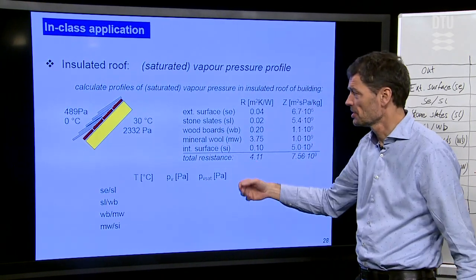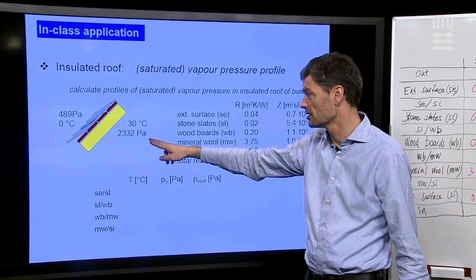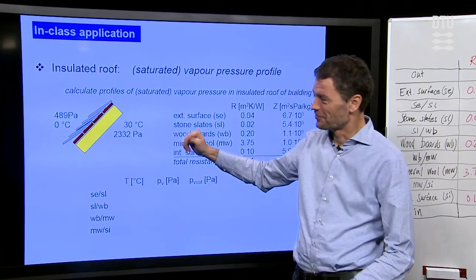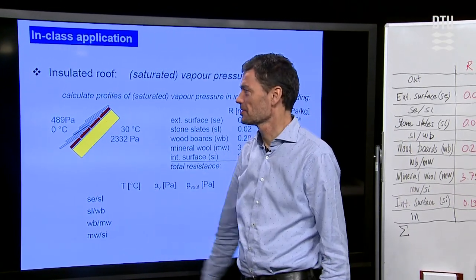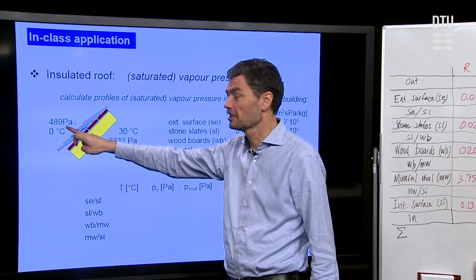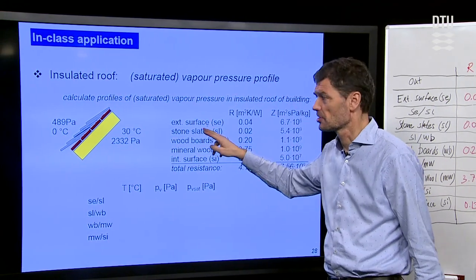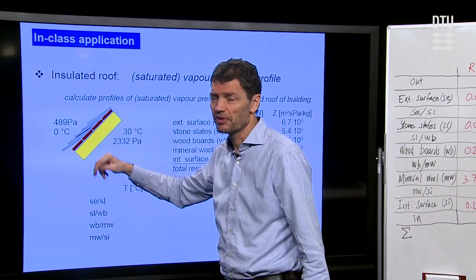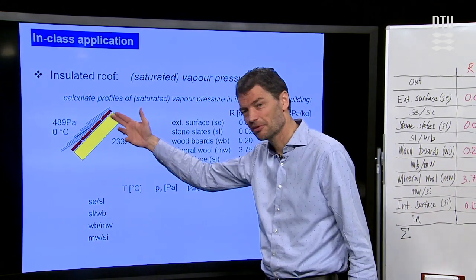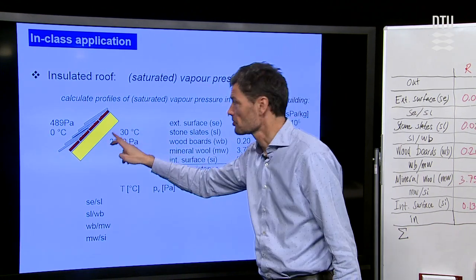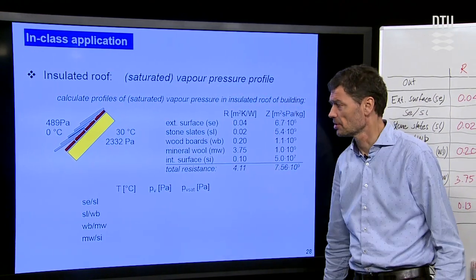And as indoor condition, we have 30 degrees centigrade and this vapor pressure, 2,332, and outdoors another lower vapor pressure, and outdoors is 0 degrees centigrade. We have also to consider the exterior surface resistances for vapor and for temperature, for heat flow mostly, but also on the interior side we have the interior surface.